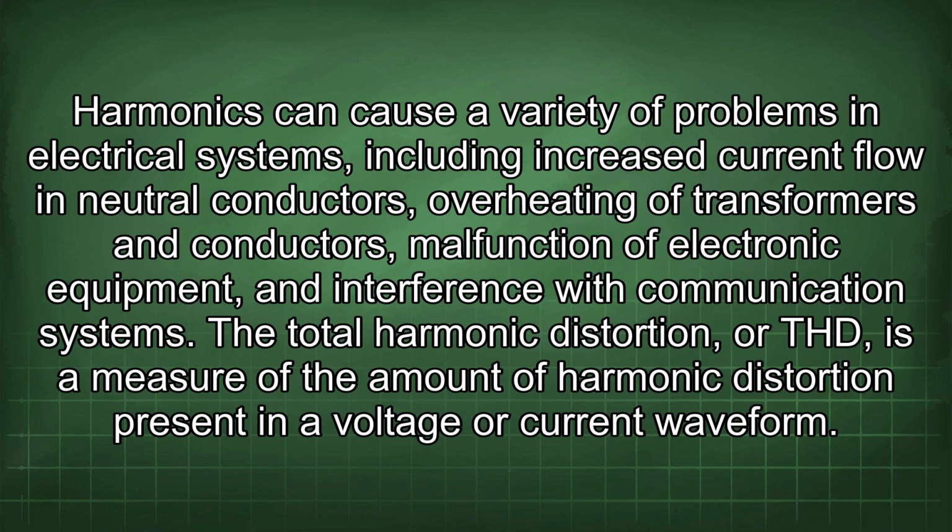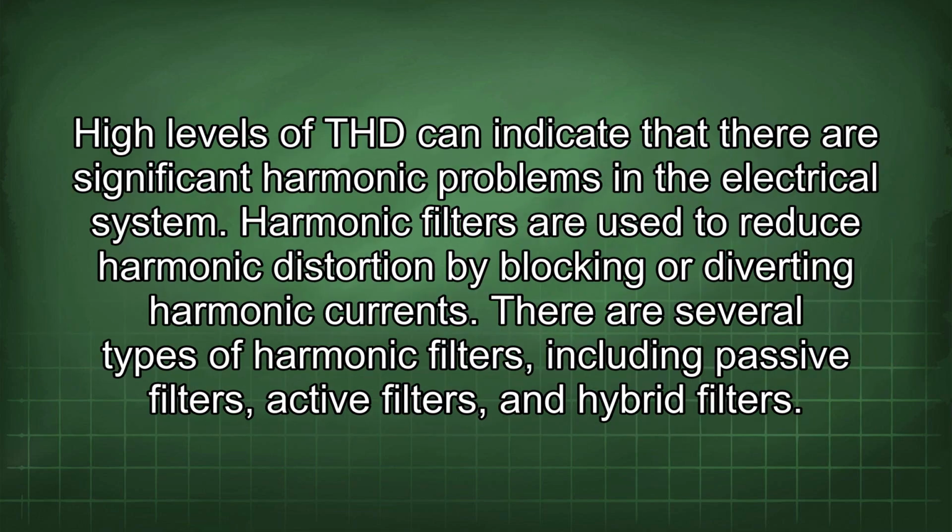The total harmonic distortion, or THD, is a measure of the amount of harmonic distortion present in a voltage or current waveform. High levels of THD can indicate that there are significant harmonic problems in the electrical system. Harmonic filters are used to reduce harmonic distortion by blocking or diverting harmonic currents. There are several types of harmonic filters, including passive filters, active filters, and hybrid filters.